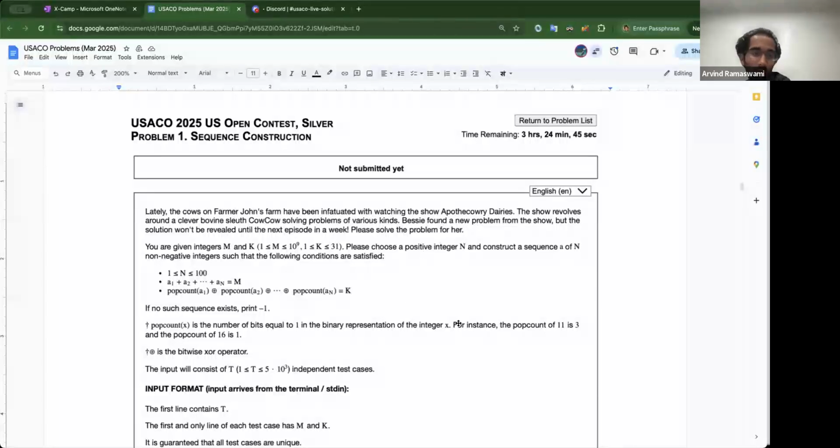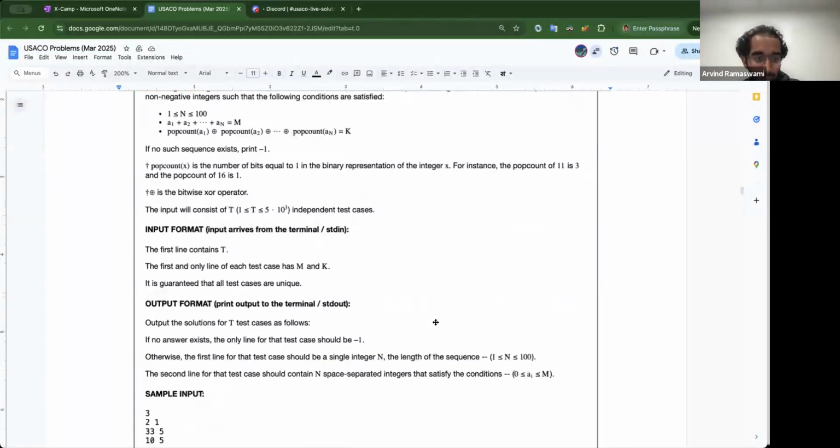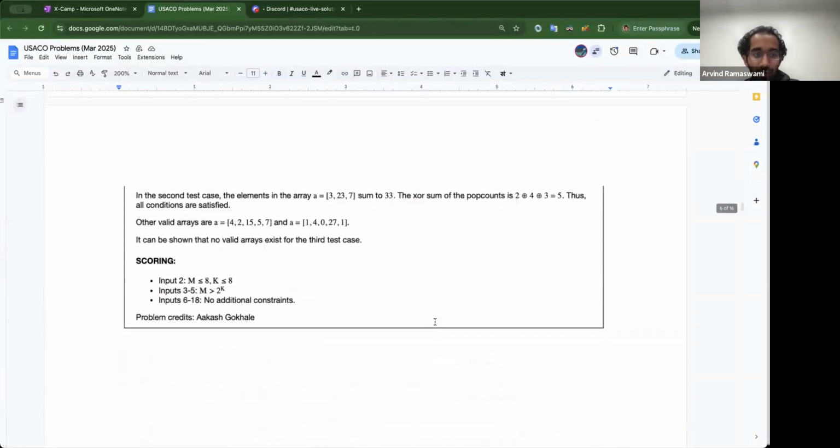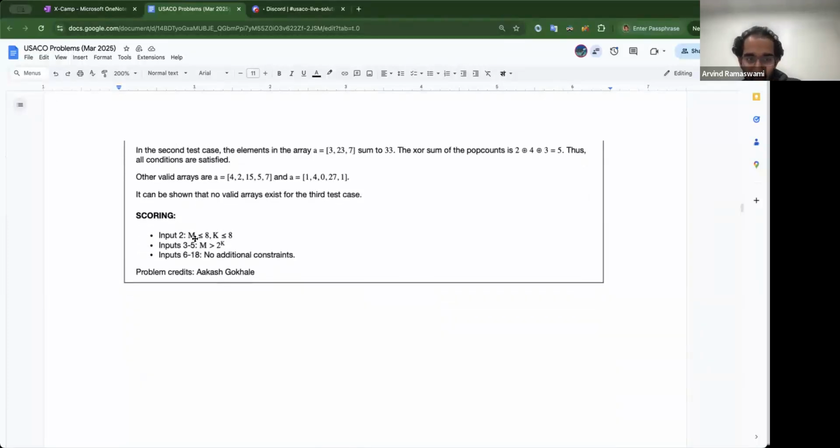So first we can take a look at the subtasks. This problem one has some minimal subtasks. There's this case that's test 2, and then there's test 3 to 5. If you solve both of these cases, it's roughly one fourth. It's a little less than 1/4.